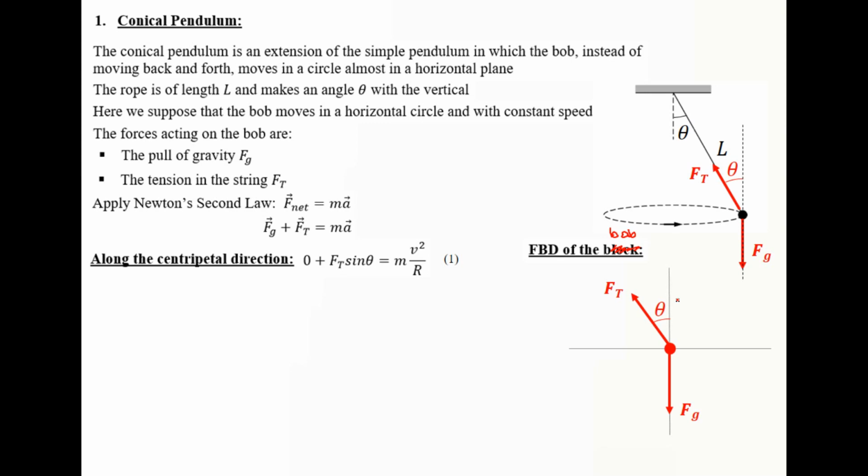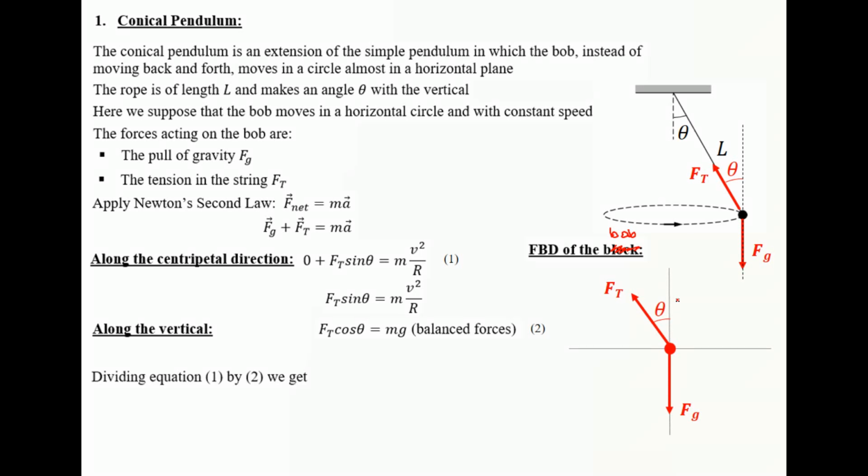Now this is the first equation. Along the vertical, we would say that Ft cosine theta would be balanced by the pull of gravity, which is nothing but an extension of Newton's second law. This is the second equation.